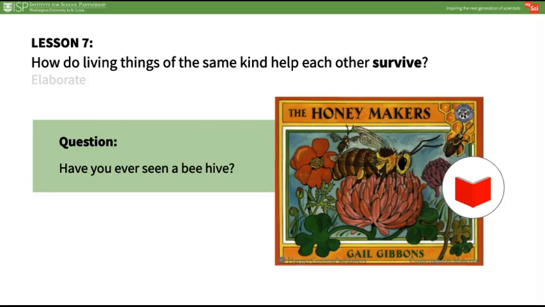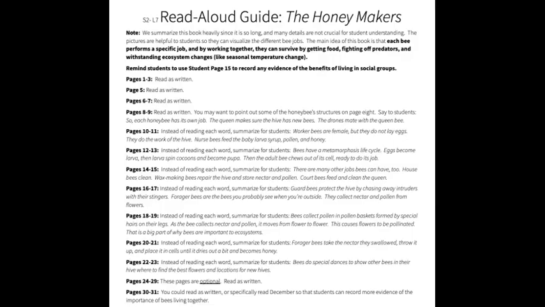In the Elaborate portion of the lesson, introduce the idea that bees are another example of a social group. Introduce the read-aloud book, The Honeymakers, by asking students to focus on bee colonies and the jobs each bee has as they listen to the book. See the teacher pages for a detailed read-aloud guide.